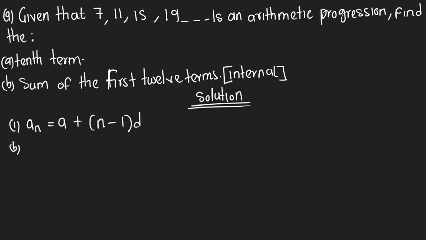The sum is calculated by Sn is equal to n over 2 times (2a plus (n minus 1)d), you just repeat the same thing. Just these two formulas and we get all the marks here. Now let's solve the first one, the 10th term. For the 10th term, what are we using? This formula here. So let's find the first term, which is a.